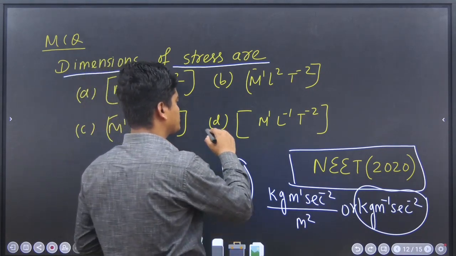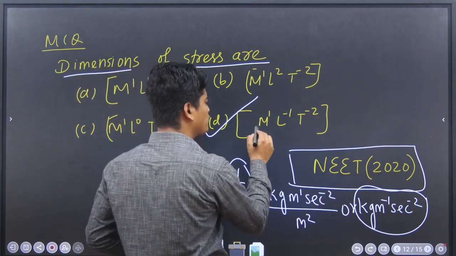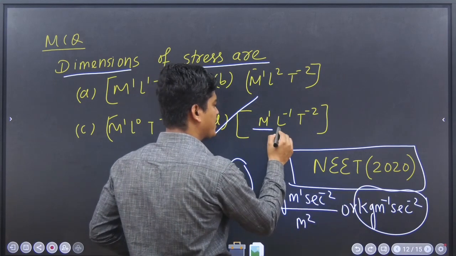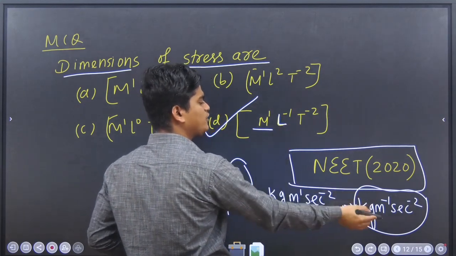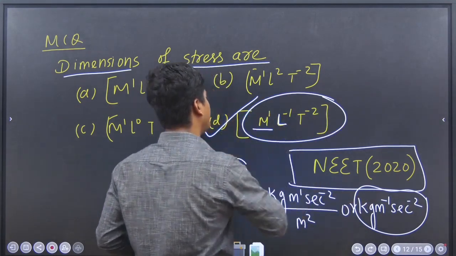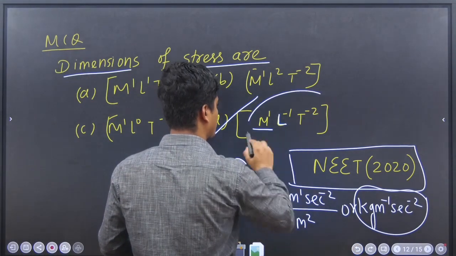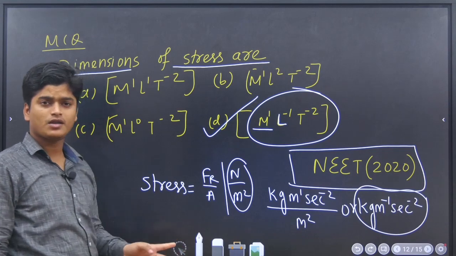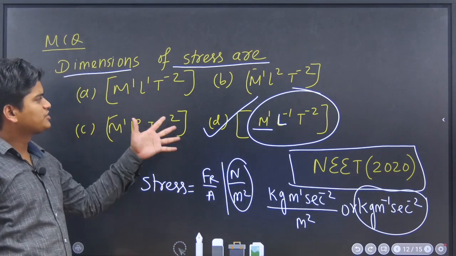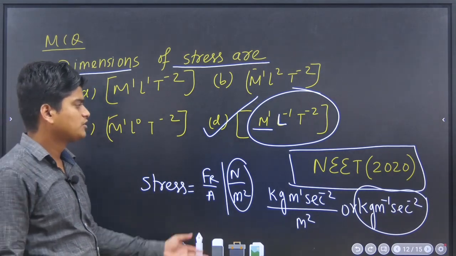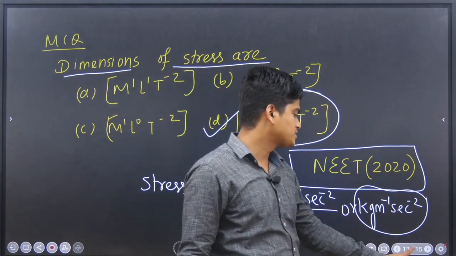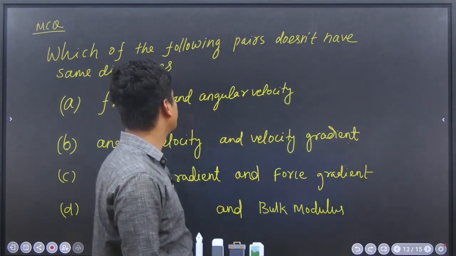So it is nothing but kg means M to the power 1, meter to the power minus 1 means L to the power minus 1, T to the power minus 2. So your answer will be option D. The dimension of stress is nothing but this one. A simple question, you already understood everything in the last slides.